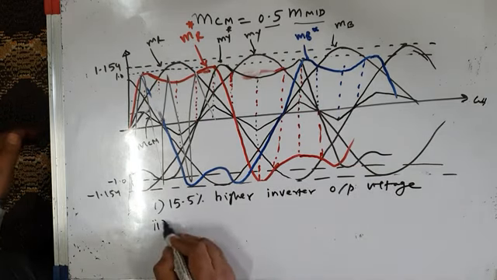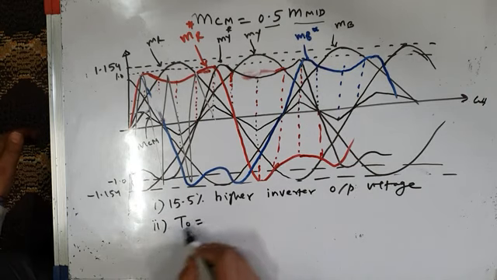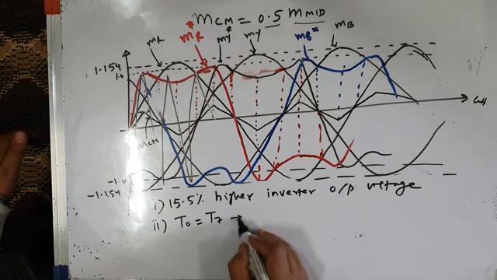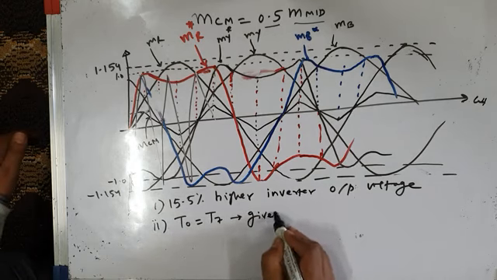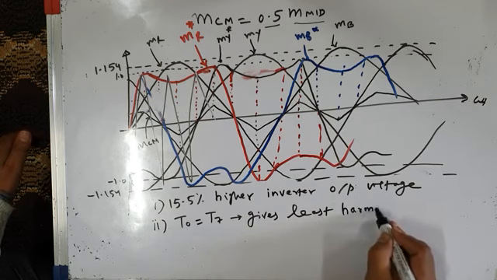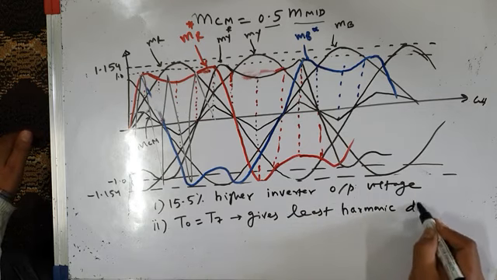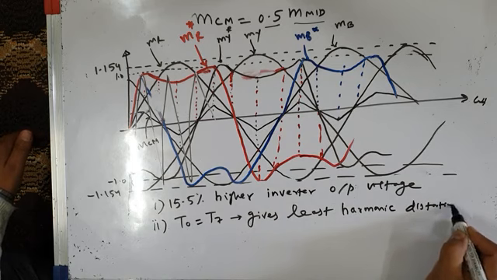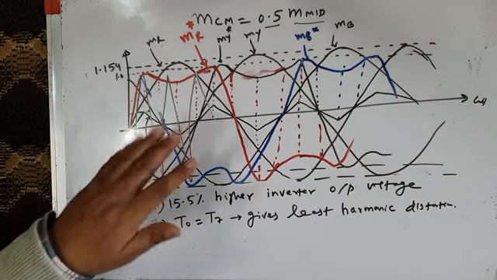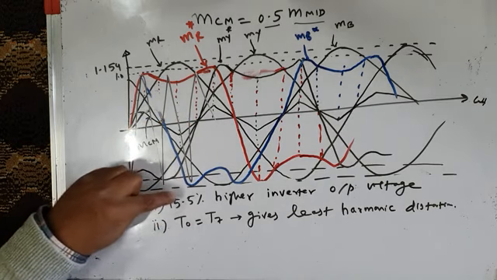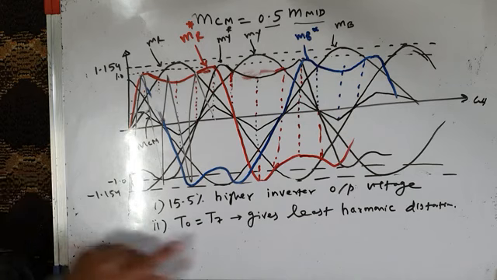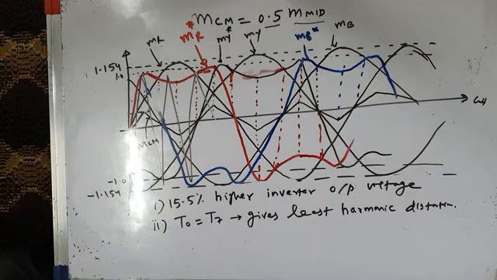And secondly, it will make the dwell times of the zero vector or null vector equal, T0 equal to T7, thus giving least harmonic distortion of inverter output voltage. The advantage of space vector PWM over sine triangle PWM was that space vector PWM was producing about 15.5% higher inverter output voltage, and it was giving least harmonic distortion.